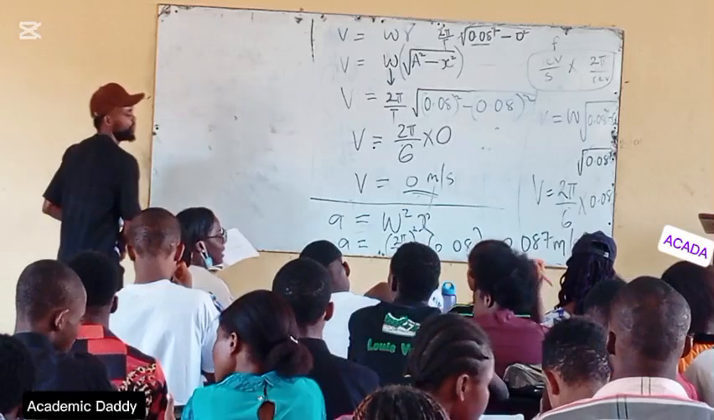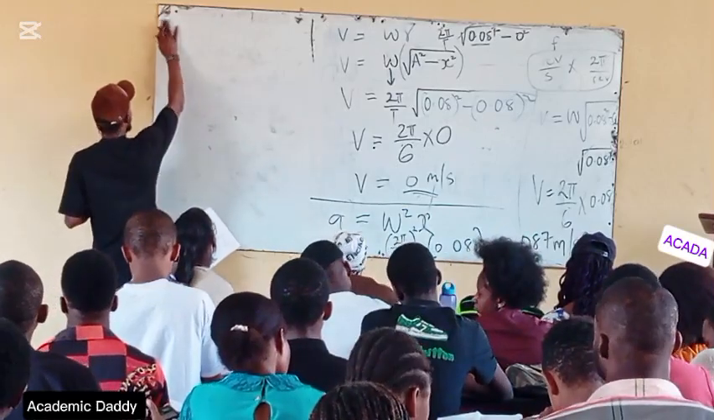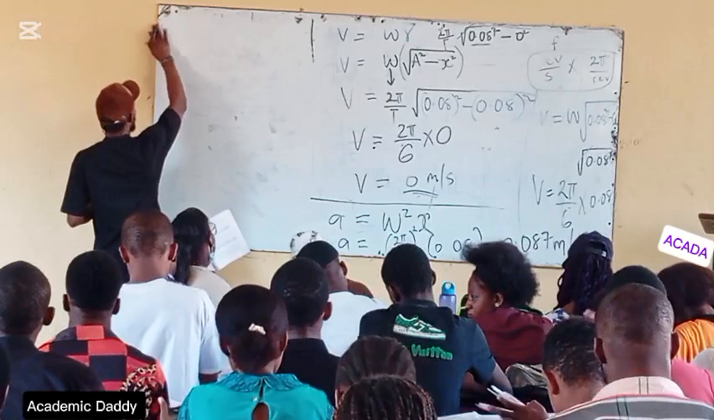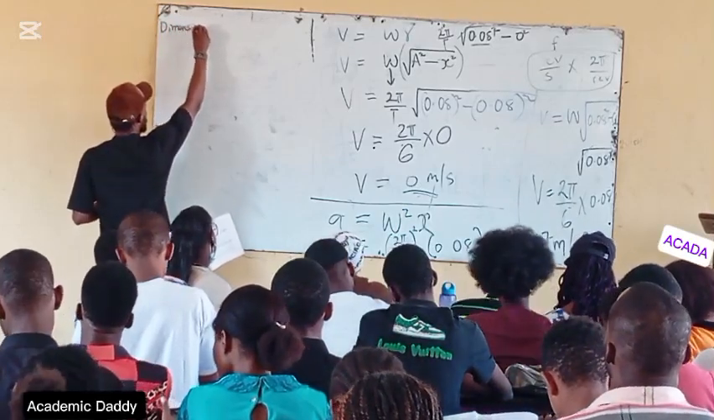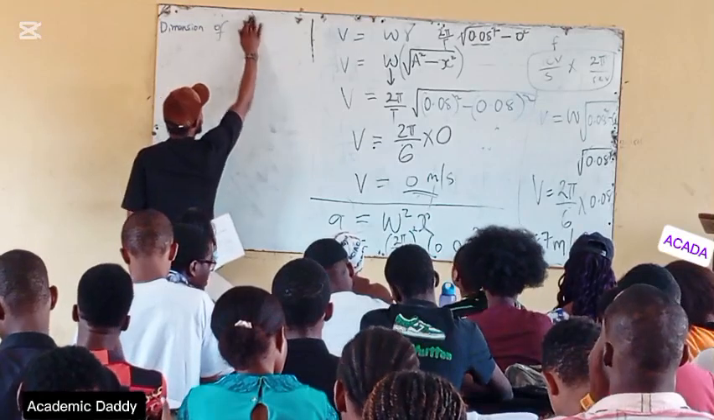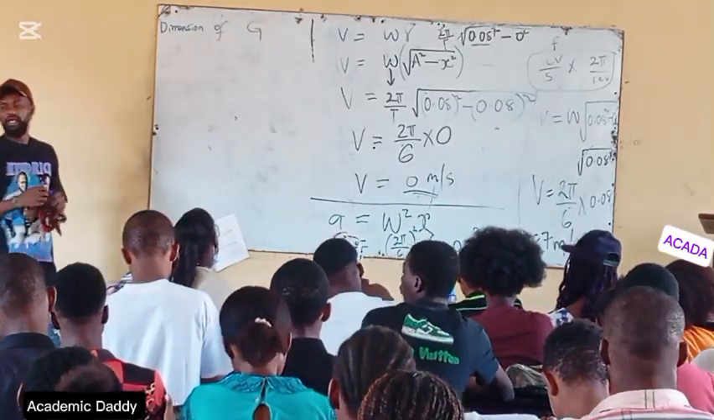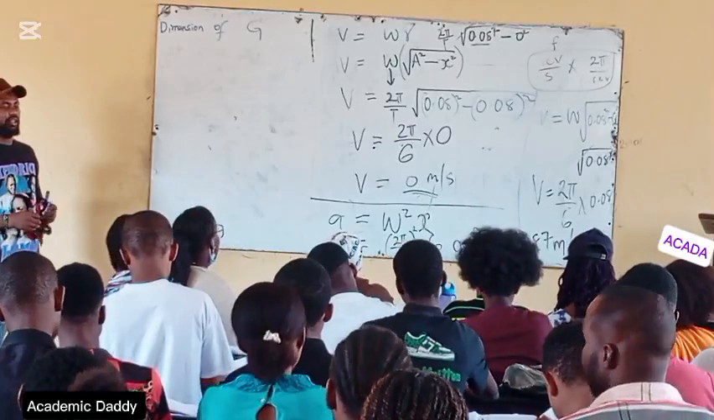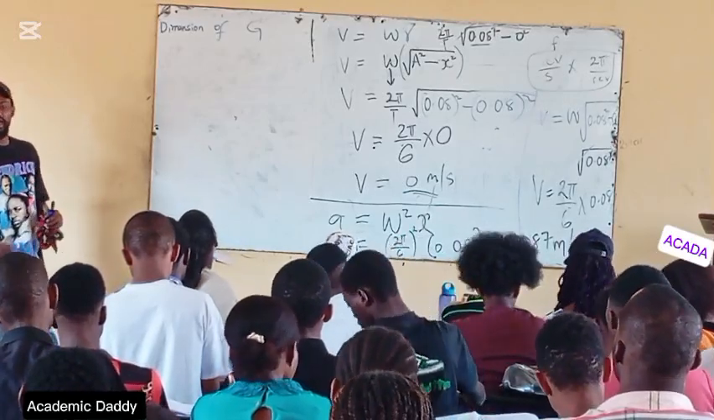Next one: from first principle, derive the dimension of the universal gravitational constant, and then try to answer. Is this one not simple? Yes, it should be simple. You can do it now.